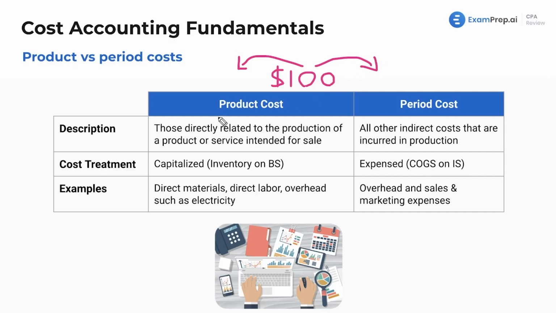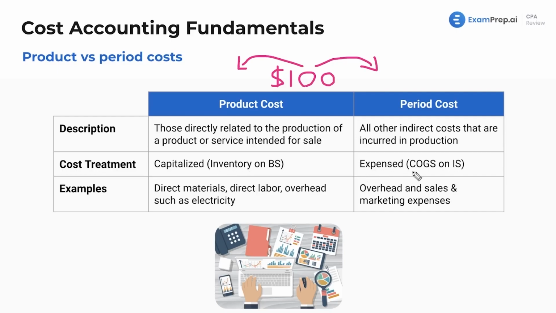Now, product costs are those directly related to the production of a product or service intended for sale. Period costs are all other indirect costs that are incurred in production. Product costs are capitalized, usually as inventory in the balance sheet. I mean, we're in cost accounting, so it's inventory, but this could be machines, automobiles, it could be a bunch of different assets. But again, we're in cost accounting, dealing with inventory.